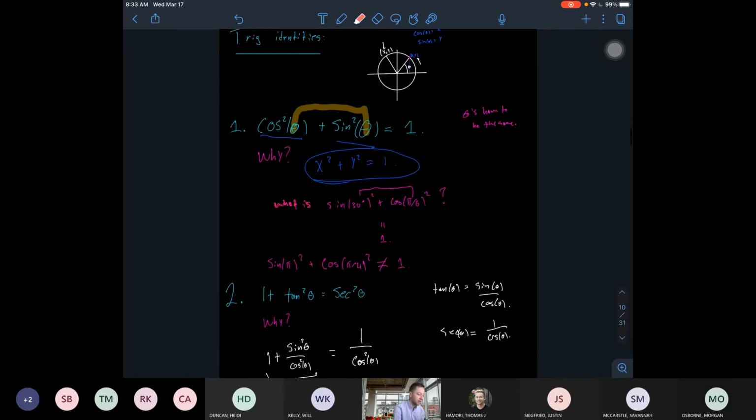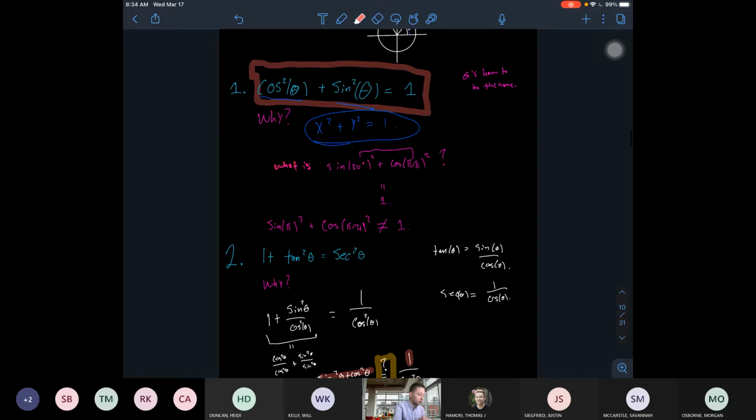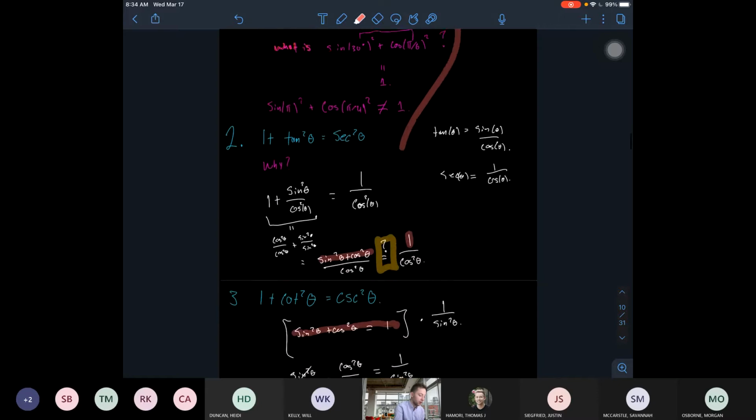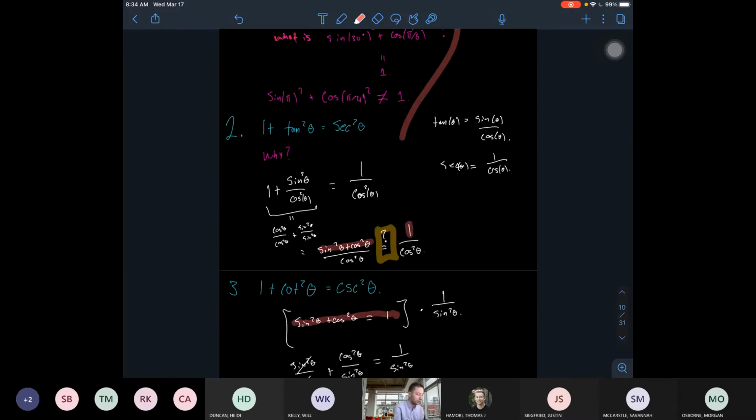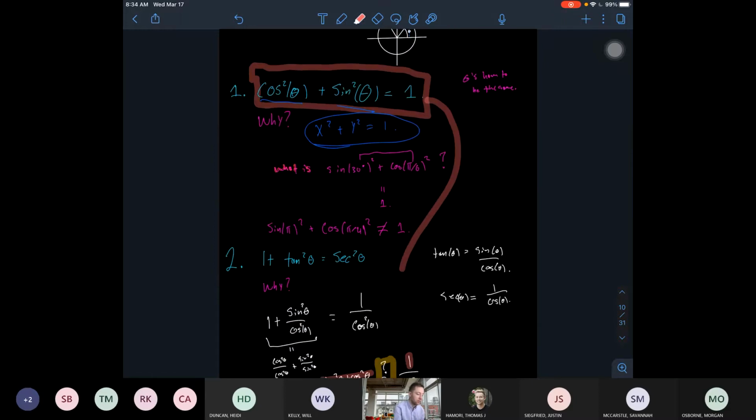Then we learned some trigonometric identities, and the most important one was this one up here at the top: cosine squared theta plus sine squared theta is equal to 1. When we have that, we can manipulate it in various ways to get the other ones. If you want to get this one, divide both sides by cosine squared theta, and you'll get what you want. And if you want to get the one on the bottom, divide by sine squared theta. The most important one is just cosine squared theta plus sine squared theta equals 1.